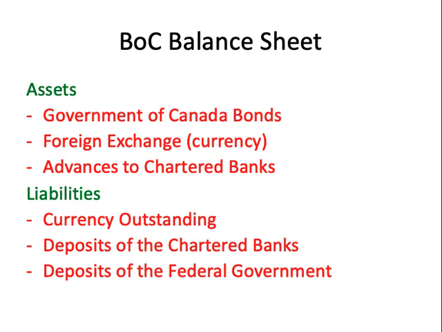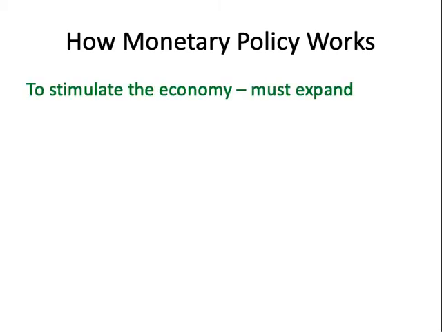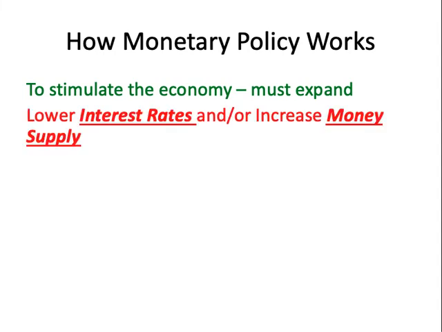The other ones I think are relatively straightforward. So ultimately, what's the point? How does it work? What's going on? In this scenario, if we want to stimulate the economy, we want to expand the economy, what are we going to do? There are a few different things that can happen. One, you can lower interest rates and/or increase the money supply. We want to stimulate. We want things to move. We want more spending, more borrowing, all these kinds of things. So we want to influence the economy to start to produce more.